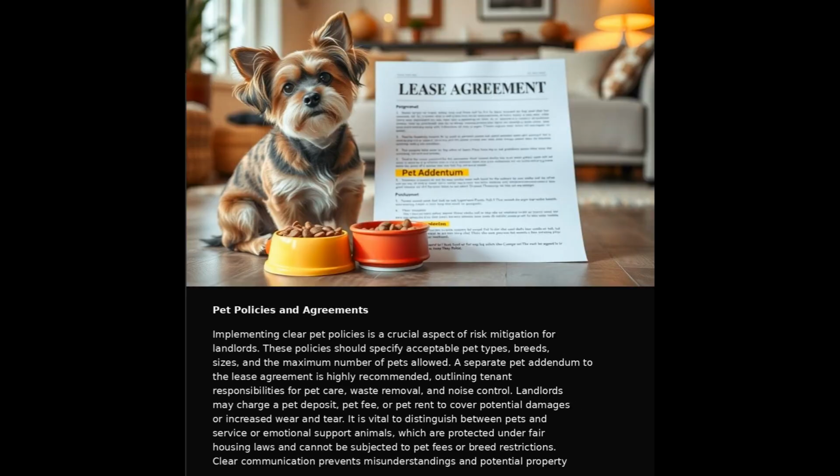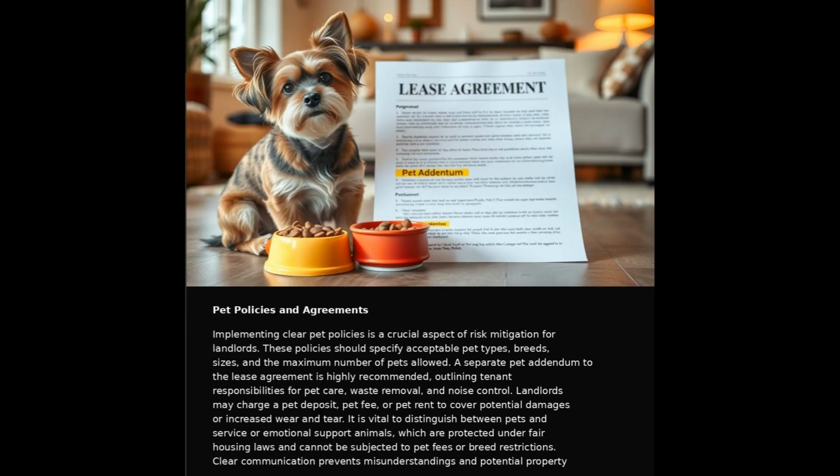Pet policies and agreements. Implementing clear pet policies is a crucial aspect of risk mitigation for landlords. These policies should specify acceptable pet types, breeds, sizes, and the maximum number of pets allowed. A separate pet addendum to the lease agreement is highly recommended, outlining tenant responsibilities for pet care, waste removal, and noise control. Landlords may charge a pet deposit, pet fee, or pet rent to cover potential damages or increased wear and tear.